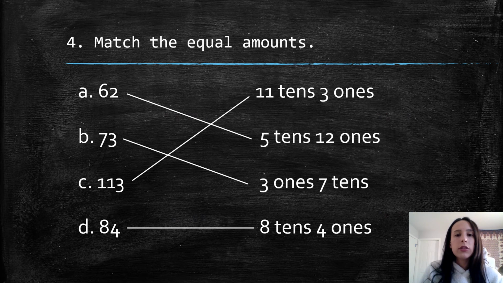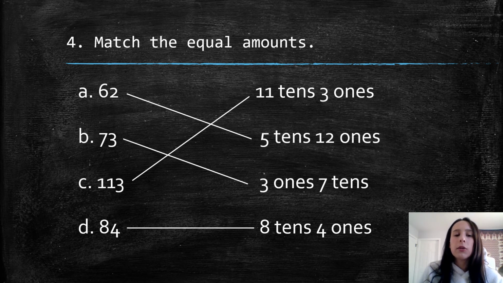Number 4, you're matching the equal amounts. 62 is the same as 5 tens, 12 ones. 73 is the same as 3 ones, 7 tens. Letter C is 113, which is the same as 11 tens, 3 ones. And then letter D, 84 is the same as 8 tens, 4 ones.